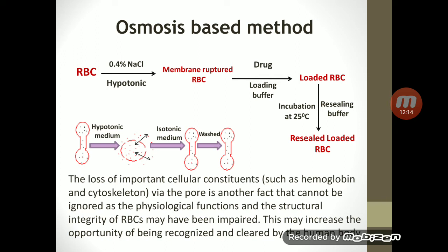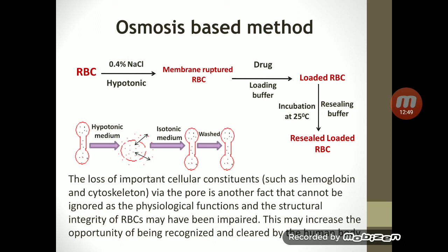So when RBCs are kept in 0.4% NaCl solution, which is hypotonic, whereas 0.9% NaCl is isotonic, so we are using a hypotonic solution. So what happens? External fluid with drug molecule will get inside the RBCs, and this is possible because due to the hypotonic solution RBCs swell, and they will have openings, or a ruptured membrane. So through those openings, the drug can get inside the RBCs.